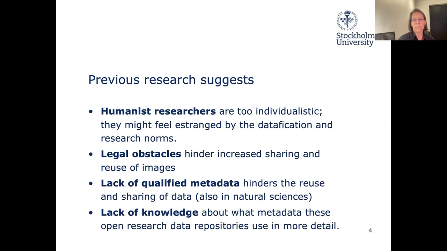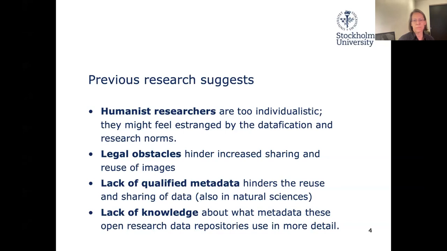Several problems have been highlighted as to why humanities scholars especially have been reluctant to use open data repositories. The problem is situated foremost as being with the researcher, that they are too individualistic, as are their research processes, that they might feel estranged by the datafication and built-in norms about the research process that exist in some repositories. Legal issues are, of course, another obstacle, such as problems with copyright that limit the rights to collect, store, and reproduce the data acquired, because those rights belong to others, as is the case with a considerable body of created artifacts, which are the objects of study in the humanities.